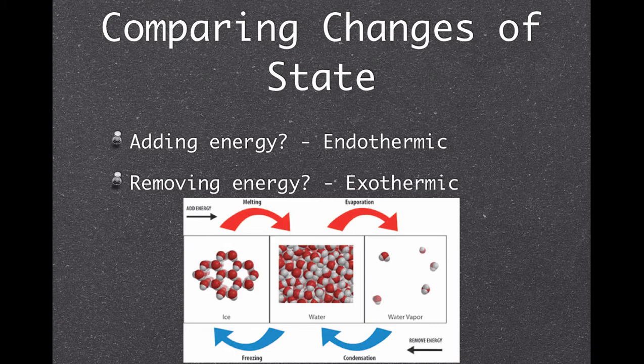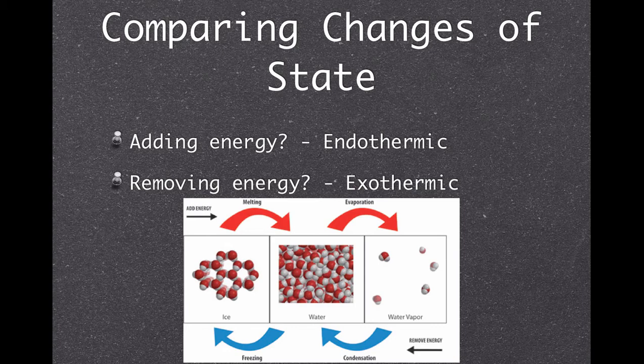Okay, the key of this lesson is to remember, if you're adding energy to something, it's an endothermic change. So you can see if I'm going from a solid to a liquid, as with ice going to water, I'm actually adding energy. Therefore, melting is endothermic. If I'm going from water to water vapor, I'm again adding energy because it's going from a liquid to a gas. Therefore, evaporation is also endothermic.